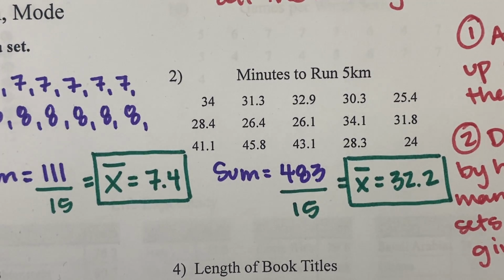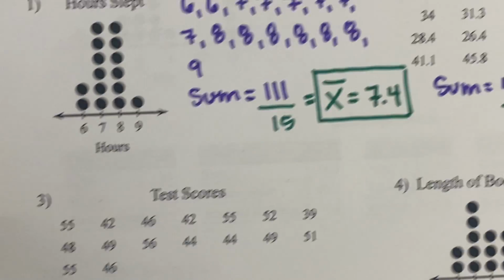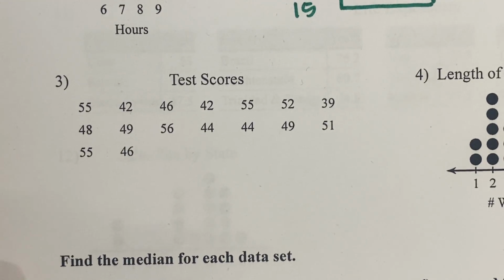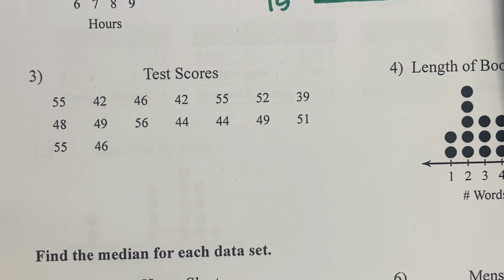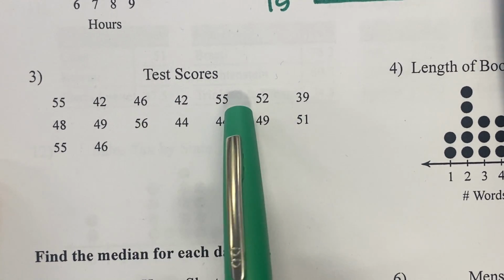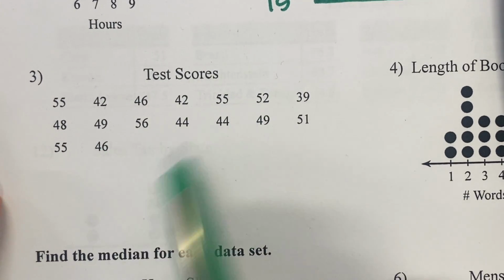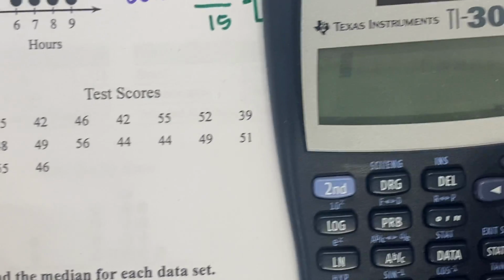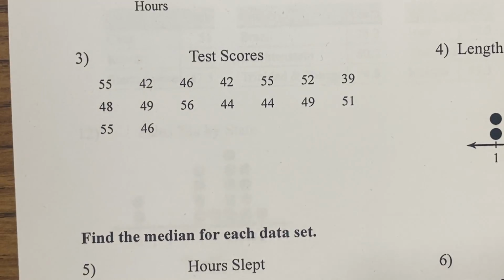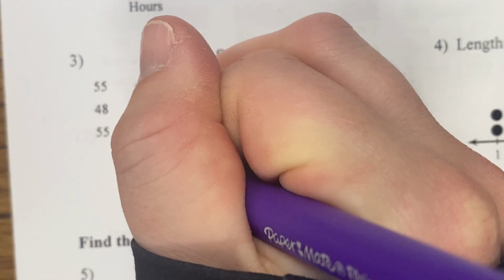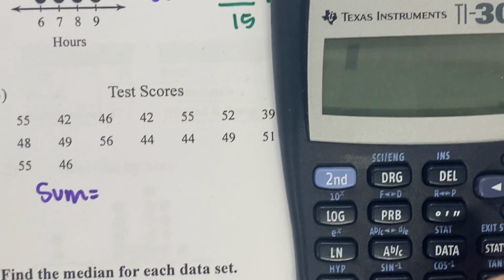Okay, beautiful. Alrighty, let's look at number 3. So now we're given a list of test scores. We want to find the average test score. This would be very pertinent to a math class, right? These are the test scores. So let's go ahead. First step is to always add them up. That's going to be our sum.